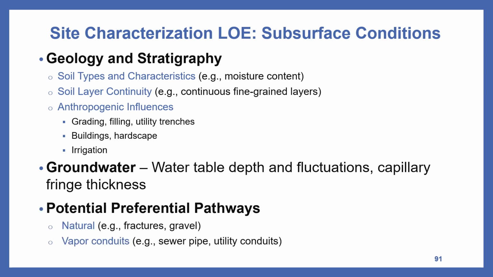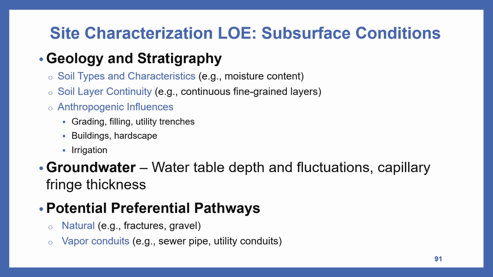And then we have potential preferential pathways. Obviously, there are natural preferential pathways such as fractures or gravel layers or gravel backfill, but then we also have vapor conduits. And again, what we're talking about when we say vapor conduits is essentially unimpeded or nearly unimpeded vapor transport through the airspace of a pipe or a conduit.